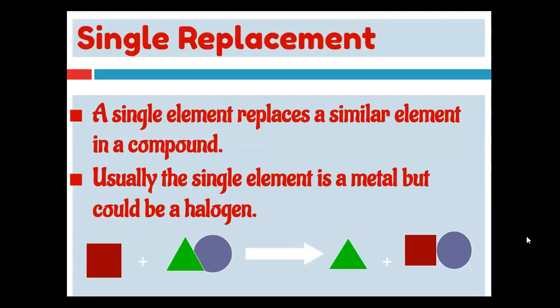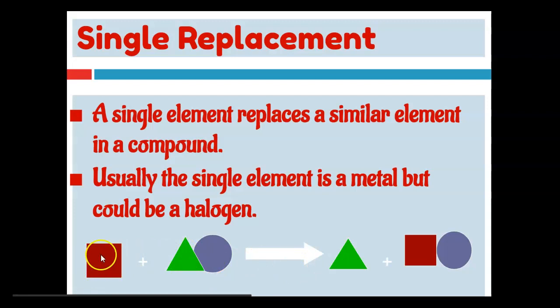Next in our conversation is the single replacement. What happens with a single replacement is that on the reactant side, you've got an element. It's usually a metal. It could be a halogen, and it's by itself. You also have a compound, and this is usually, I can't think of an exception, an ionic compound. And what happens is this red square, or this reactant, simply replaces one of the other particles in the compound. So I am replacing one thing.